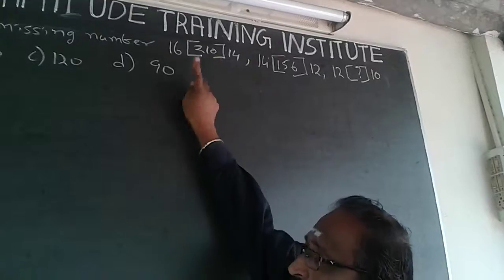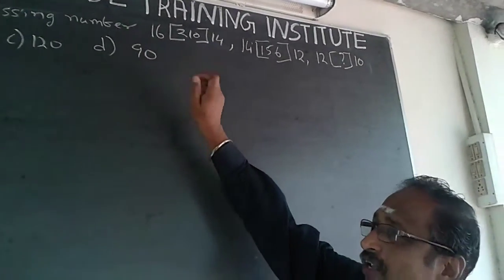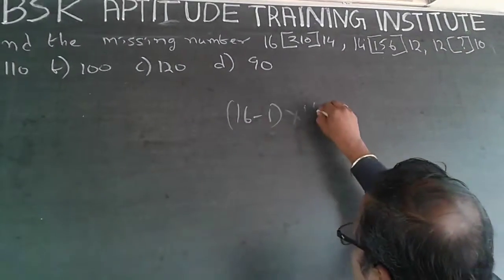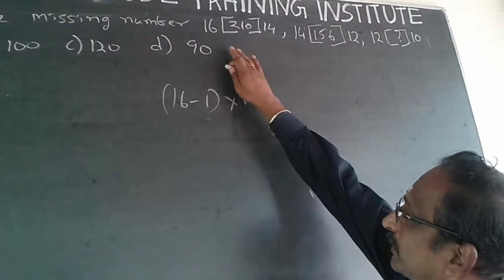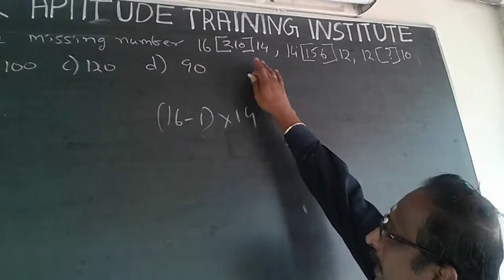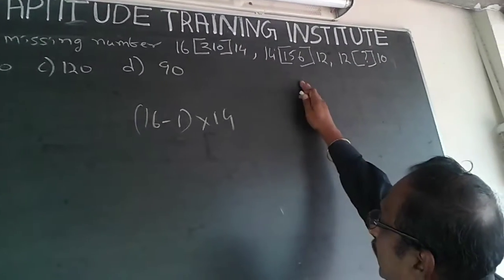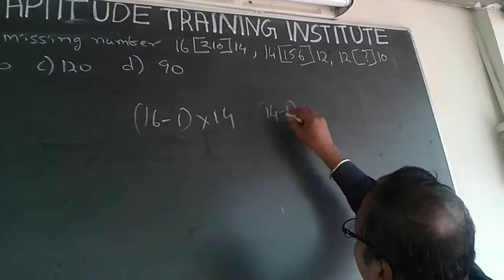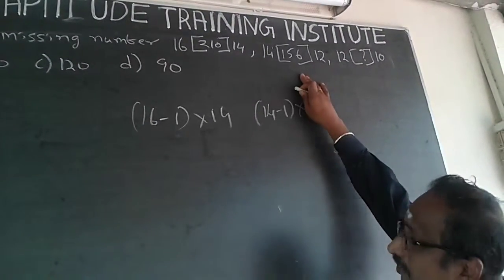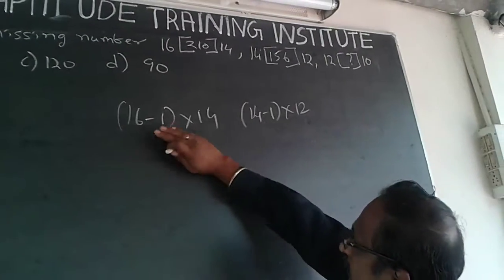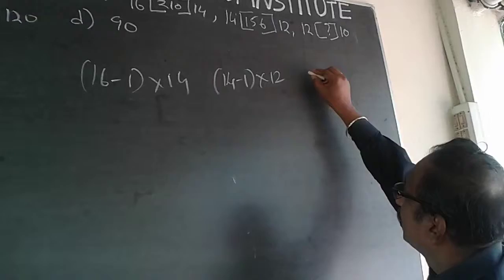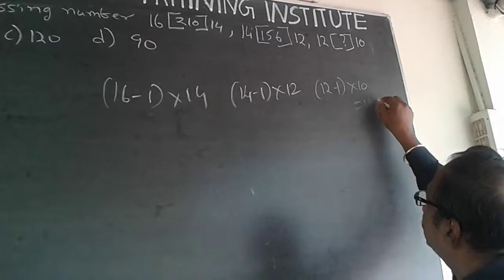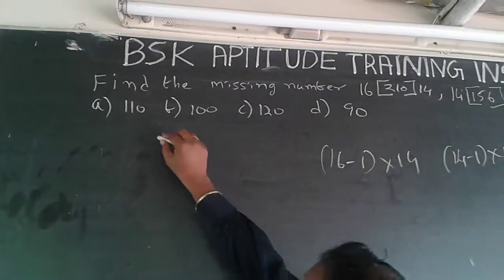So 16 is becoming 15. The pattern is 16 minus 1 into 14. That is, first number minus 1 into the second number gives the bracket number. So I will check whether the same thing is applicable here. 14 minus 1 is 13 into 12 is definitely 156. So the pattern I have found here is matching. Then I implement it: 12 minus 1 is 11, 11 into 10 will be 110. The answer is 110, option A.